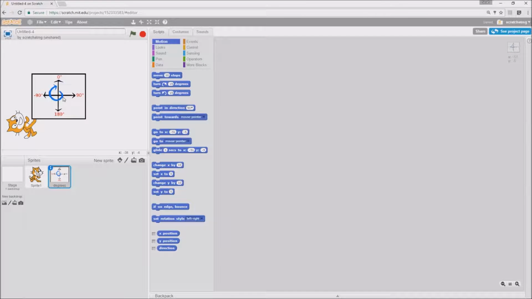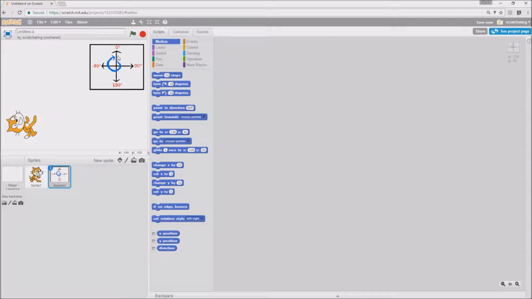So let me just show a picture of the degrees that are used in Scratch. Like we had said before, 90 degrees is from this position to this position, and then 180 is halfway around the circle. But if we go counterclockwise, this position to this position is negative 90 degrees.